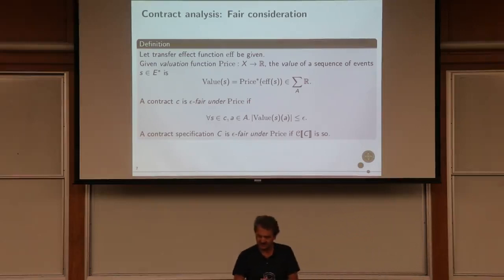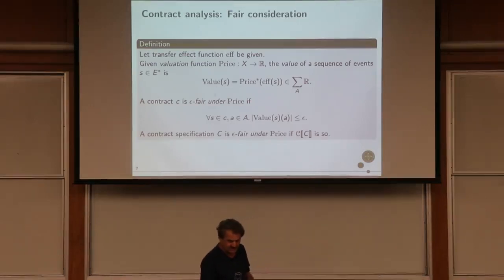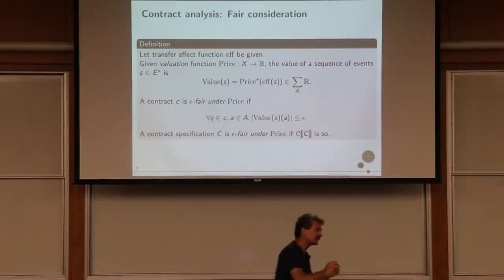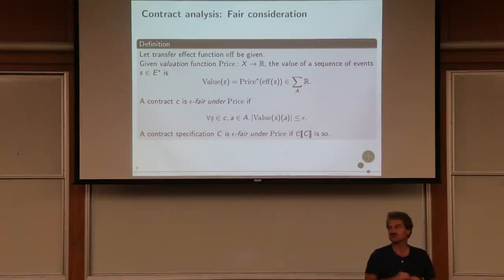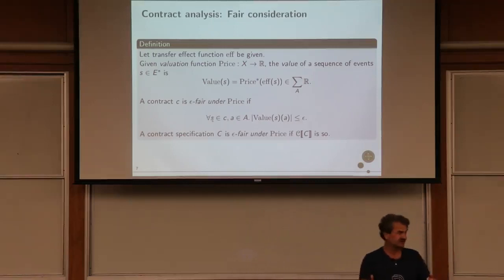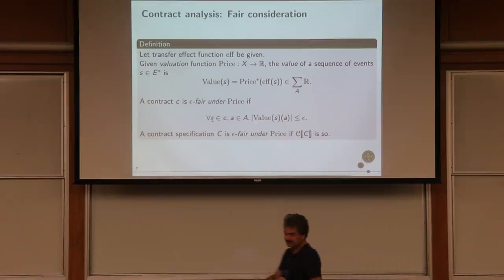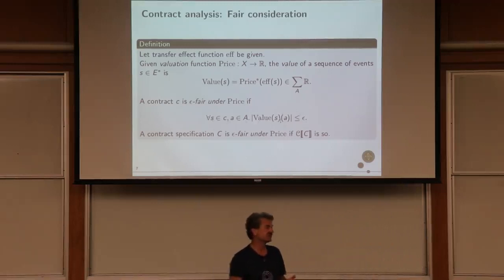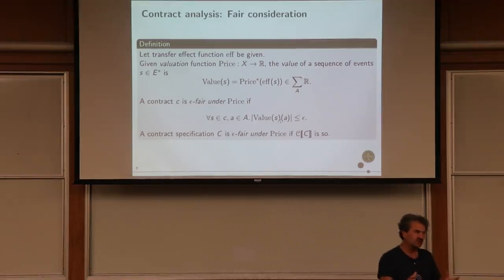For a given price function, we call a contract specification epsilon fair if, for all the event sequences in the contract, so for those and only those that are happy paths, and for all the agents in the world, but mostly the ones participating in this one, it is the case that if you look at the value we've just computed and project out the value under the price to that particular agent, it could be positive or negative, or 0. So we'll just take the absolute value of this and say it shouldn't be too far away from 0.